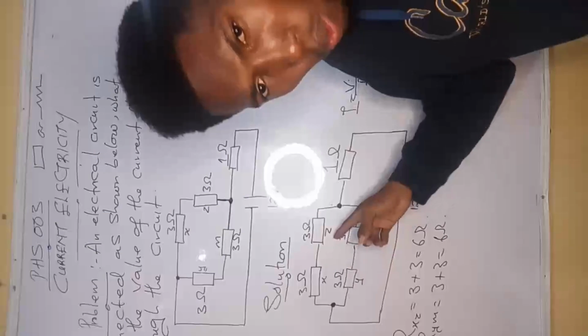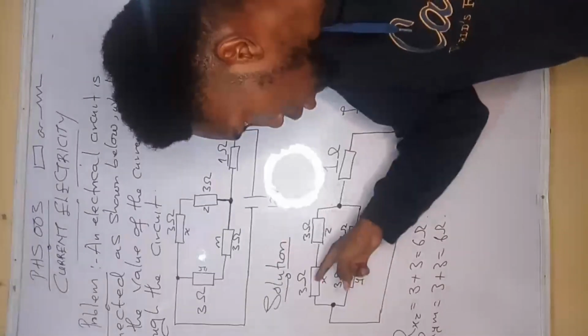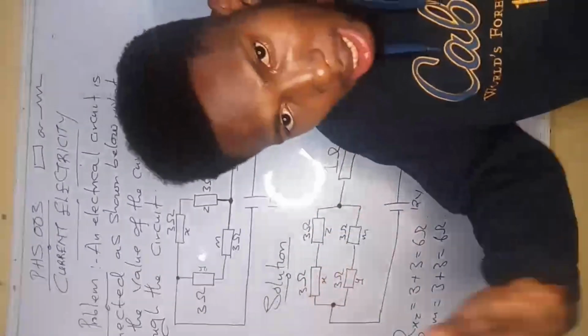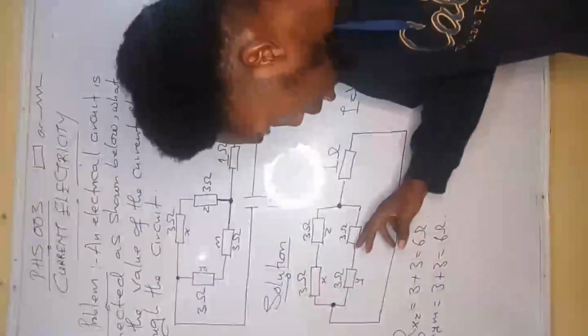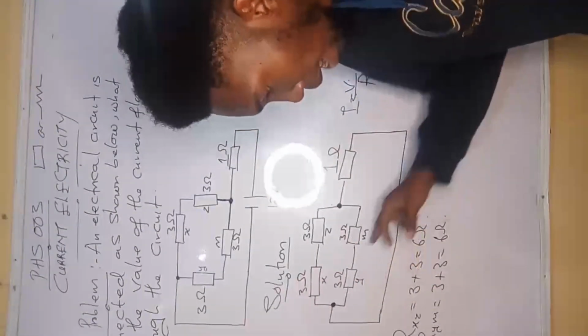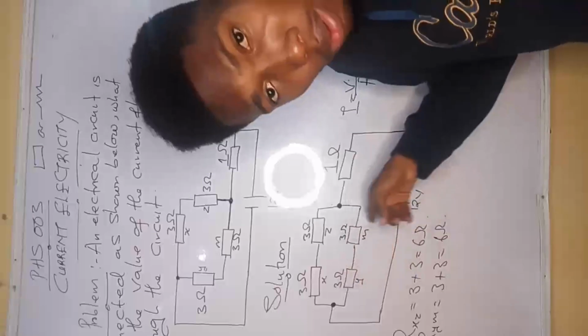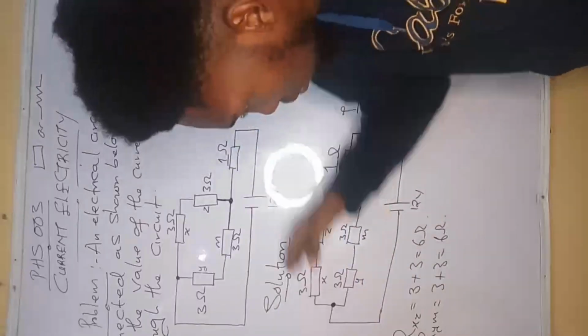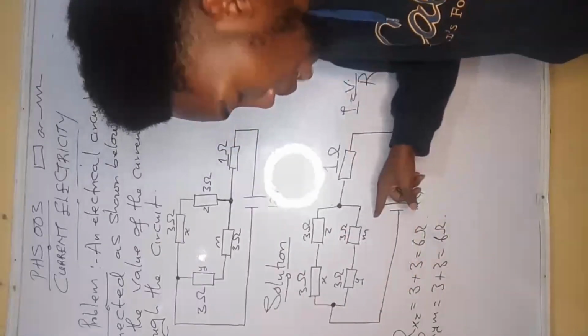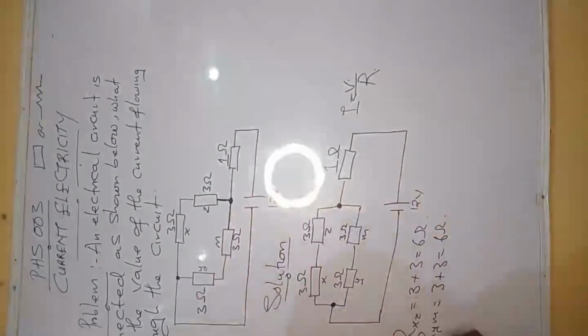At XZ, it's in series, so we add them. Remember, series resistance is R1 plus R2. Same thing here, they're in series also. For YM, that's R1 plus R2, 3 plus 3. You get it? So the total resistance along XZ and YM, which we know are in parallel, we know that 1 over the total resistance for XZ parallel to YM will be equal to what?